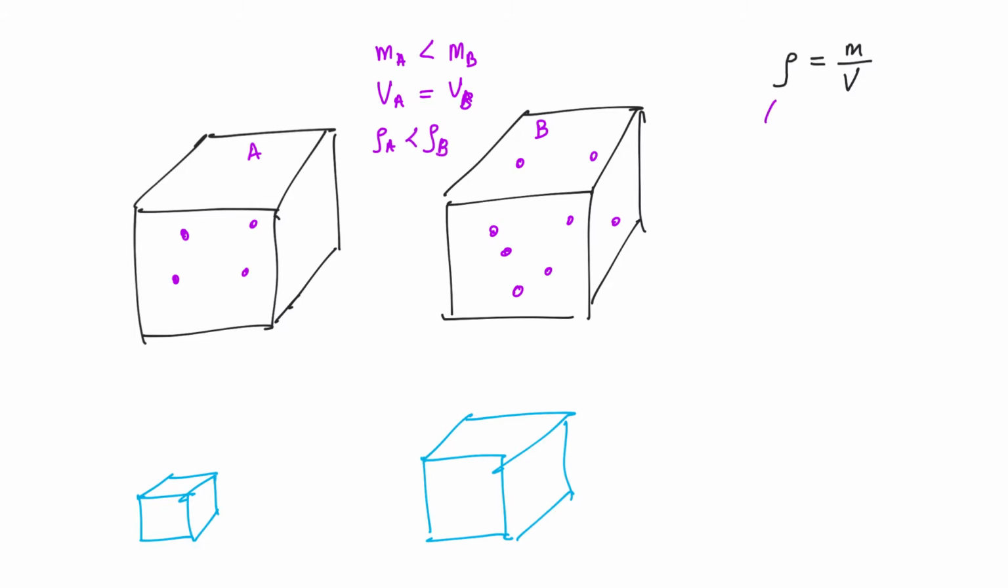And again, this curly letter is what we use in terms of writing density. The letter is called rho. This is our mass, and this is our volume.